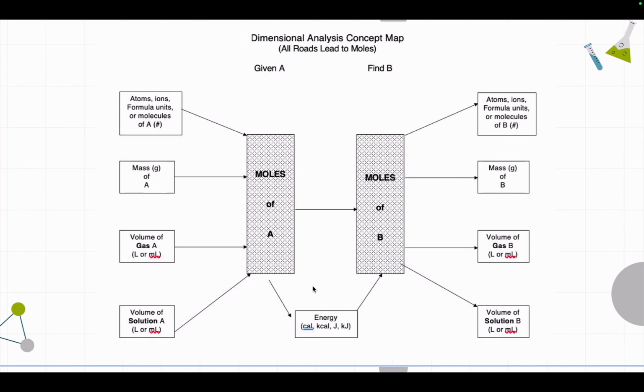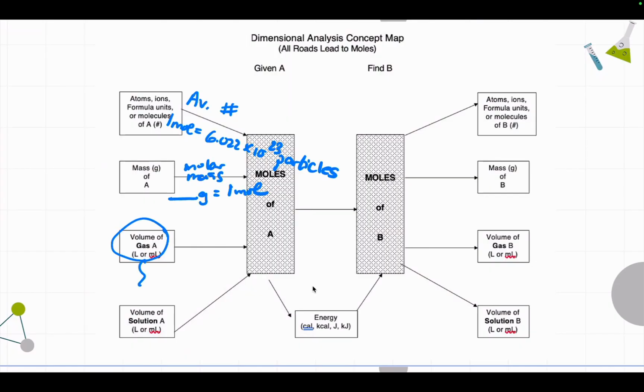This is a mole map to help you organize your thoughts. I'll remind you that we use Avogadro's number whenever we're converting between the number of particles and moles. One mole is 6.022 times 10 to the 23rd particles. That could be atoms, formula units, molecules, or ions. To convert between mass and moles, we use molar mass, which we calculate or look up on the periodic table.